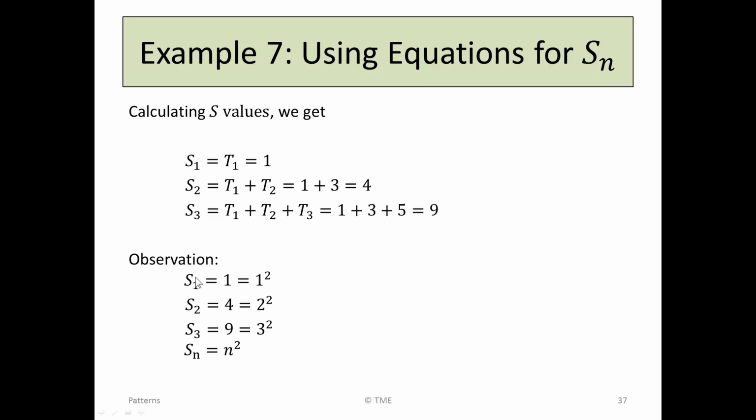And from our observations we can see that S1 is 1 or 1 squared, S2 is 4 or 2 squared, S3 is 9 or 3 squared. In effect, Sn is n squared, as we were given. So all our calculations have been correct.